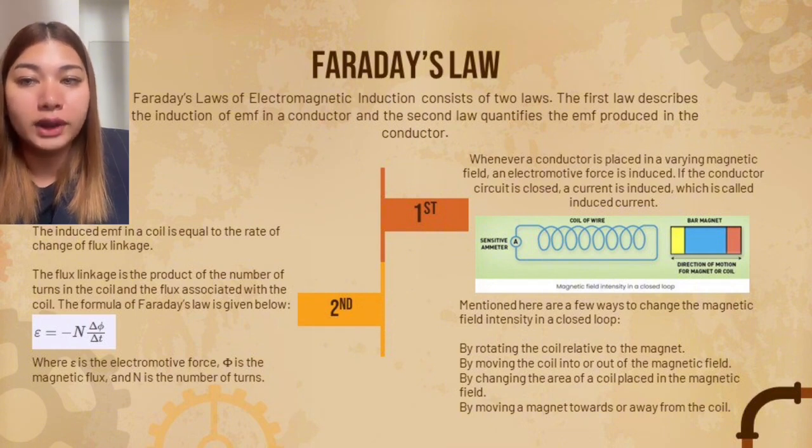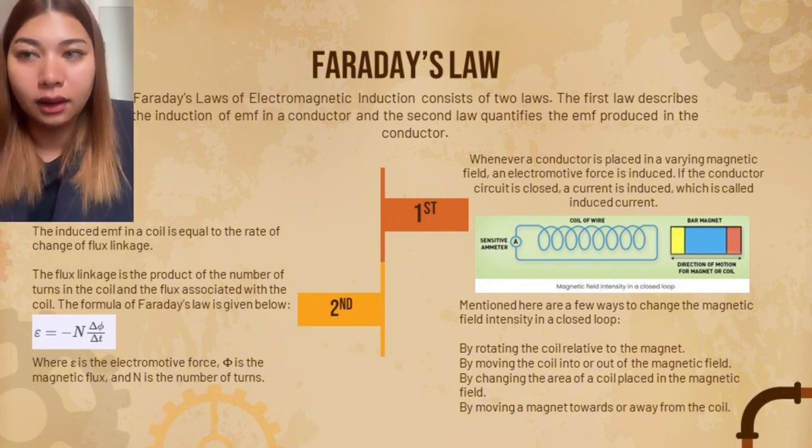Okay, there are a few ways to change the magnetic field intensity in the closed loop. First, by rotating the coil relative to the magnet. Second, by moving the coil into or out of the magnetic field. Third, by changing the area of a coil placed in a magnetic field. And the last one, by moving a magnet toward or away from the coil.